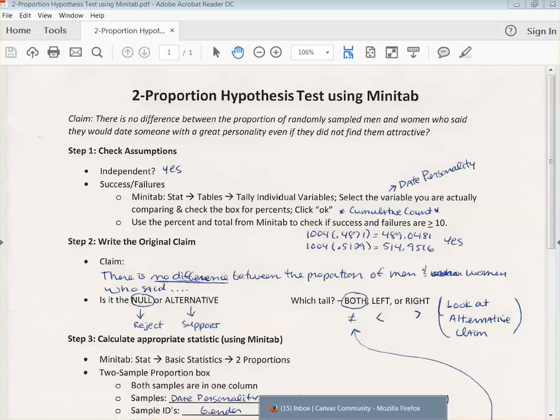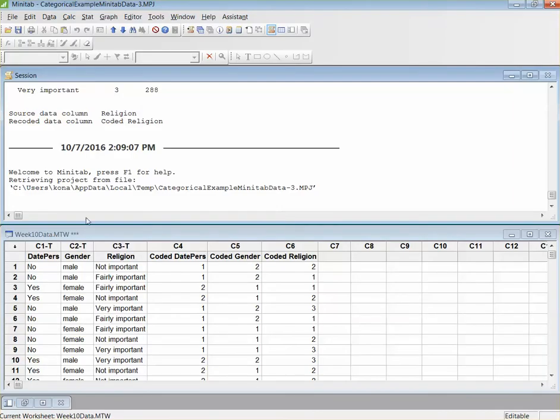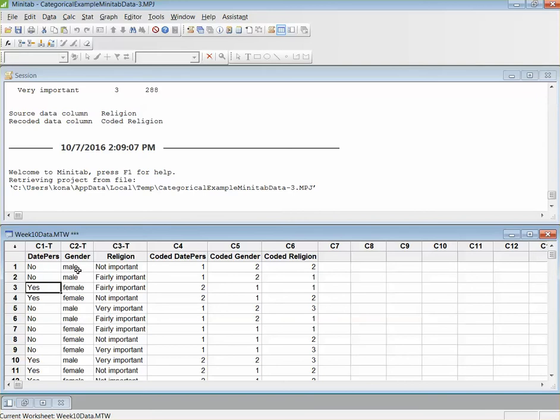So let's go ahead and look in Minitab. What do these different columns mean? The date personality one, this very first one, no and yes, is whether or not the person would date someone who had a great personality, but the person didn't find them attractive. So this is no, I wouldn't. Yes, I would date someone like that. Gender is whether the person who responded was male or female. And then religion is whether or not they find religion not important, fairly important, not important at all. And we're actually not using this column for this test, so you can kind of ignore that one.